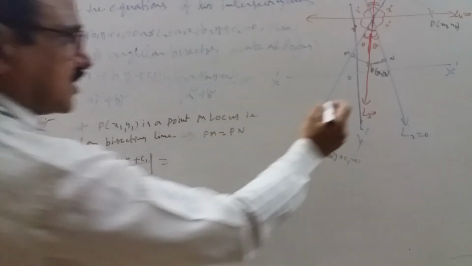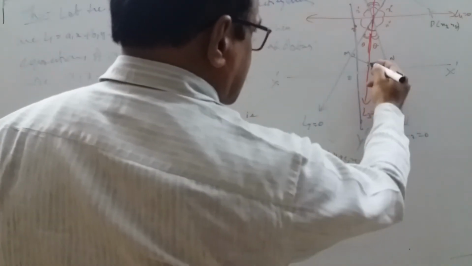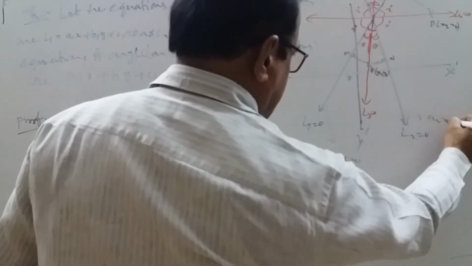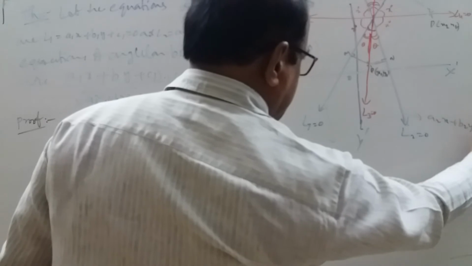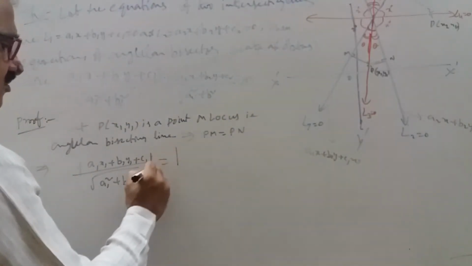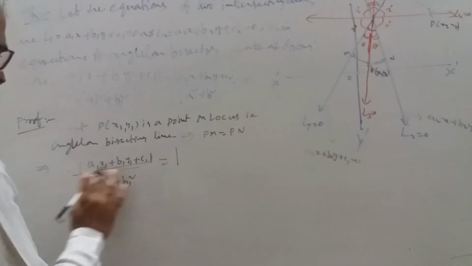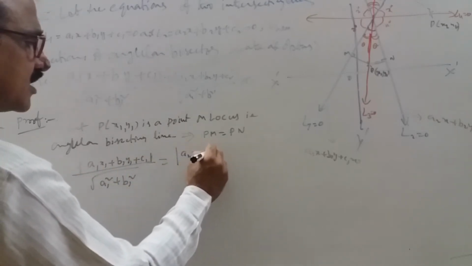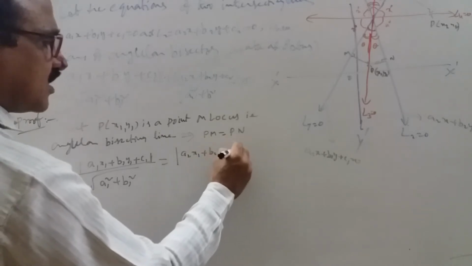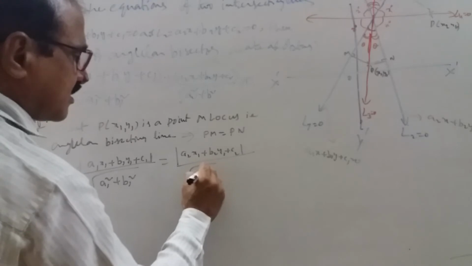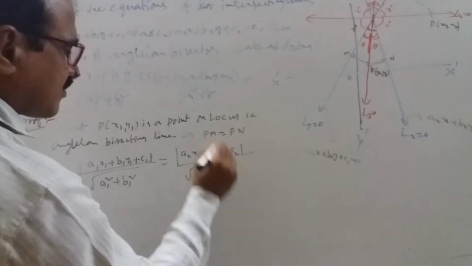PN. What is PN? This is the distance to these two. That means what is the equation? a2x plus b2y plus c2 is equal to 0. By using that, it is equal to mod of a2x1 plus b2y1 plus c2 by root of a2 square plus b2 square.